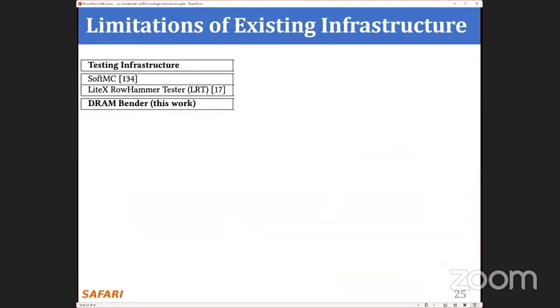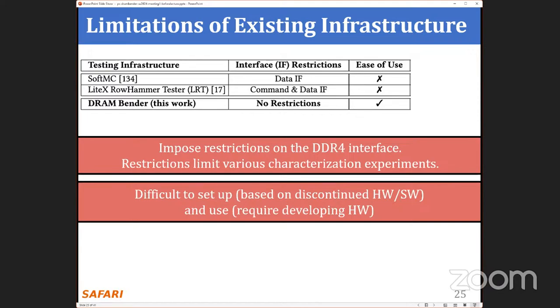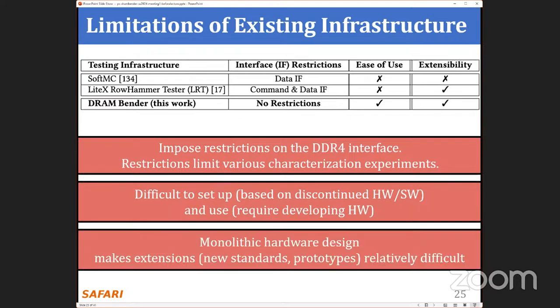These existing works, SoftMC and LiteX, impose restrictions on how you communicate with the DRAM chip. As a result, we can only do limited DRAM characterization experiments. These are relatively difficult to set up. SoftMC is based on old hardware, and the LiteX RowHammer tester's FPGA board is a custom board, so you basically have to manufacture the board on your own. Especially SoftMC has a monolithic hardware design that makes extending the tester relatively difficult.